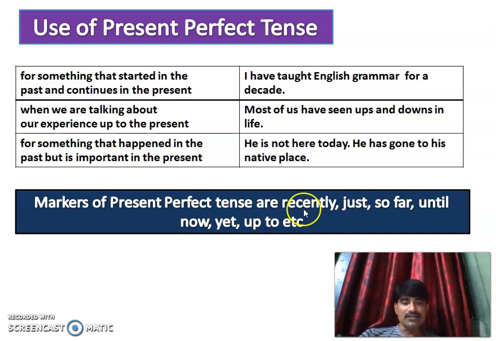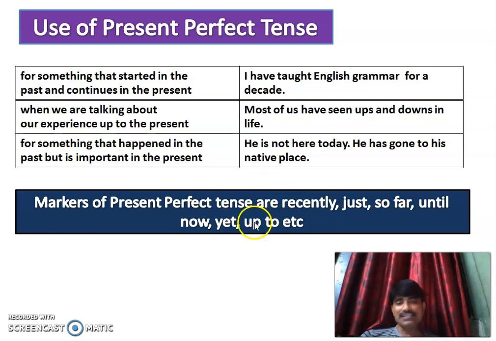The markers are recently, just, so far, until, now, yet, up to. So any one of them, if it is there in a given sentence, or if you want to use one of them, make sure that you are going to frame the sentence in present perfect tense. Otherwise, most of the time, we can simply pass the meaning that we want to pass and we feel happy about it, but in the structure we commit errors.